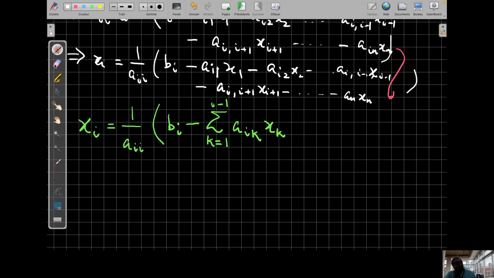Let us rewrite this again. You are going to write a_in x_n, I write like this. So what I'm going to do now is write the remaining part of the expression. It is minus, again using the sigma, k equals i plus 1 up to n, and I'm going to write a_ik, the same expression here, a_ik x_k.